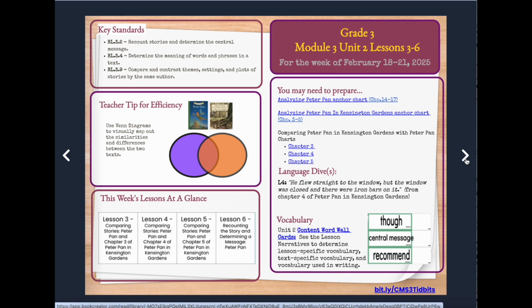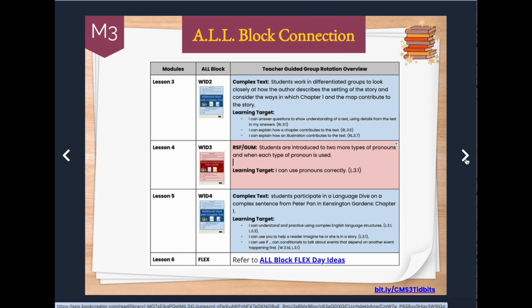There is a language dive in Lesson 4 to support students in understanding the complex language from Chapter 4 of the text. Make sure to utilize the Unit 2 content word wall cards to support students' understanding of lesson-specific and text-specific vocabulary. Now we know we can't do Module without ALL Block.